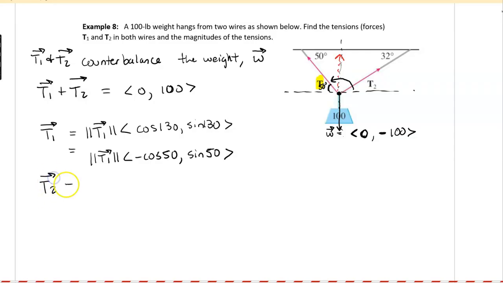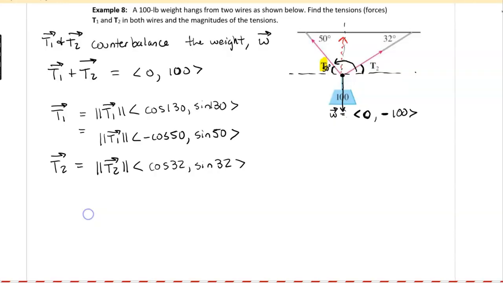For our vector for T2, we're going to do the magnitude of T2 times this angle right here to the T2 vector, which is 32. Alternate interior angles again. So that's going to be cosine 32 comma sine 32. Okay. Let's make our lives a little bit easier. Let's call T1 the magnitude of T1 and T2 the magnitude of T2. Let's define that so we don't have to keep writing that every single time.